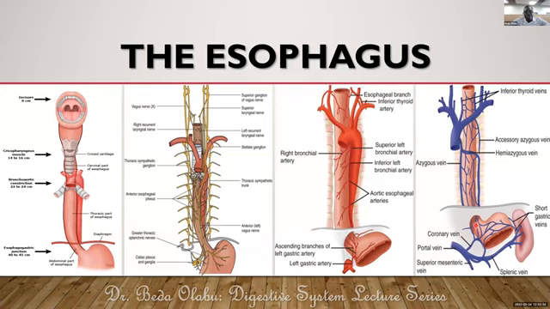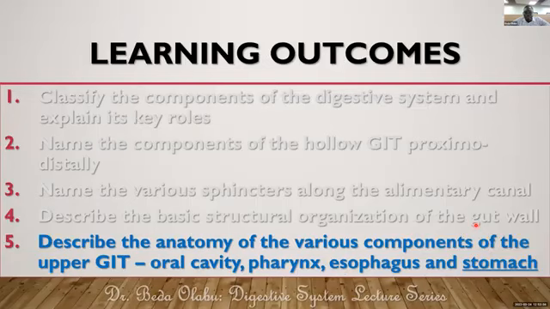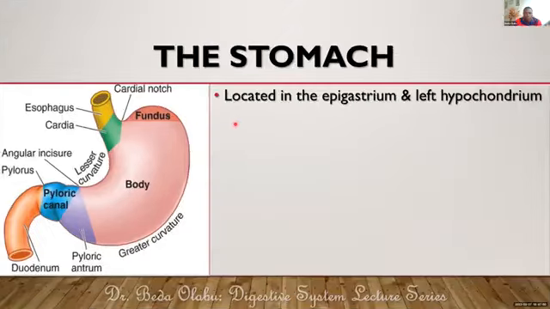That is the story of the esophagus. The next one we're going to talk about is the stomach. The stomach is located in the epigastrium of the abdomen, and some part of the stomach extends to the left hypogastrium.